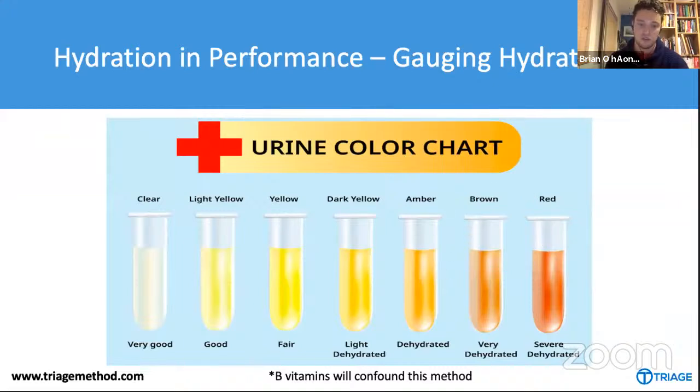Just to point out, if you take any B vitamins or a multivitamin that has vitamin B2 or riboflavin, that can turn your pee yellow. So in that case, it's not a good way to gauge your hydration. But in any other situation, it's a good way to go about it.